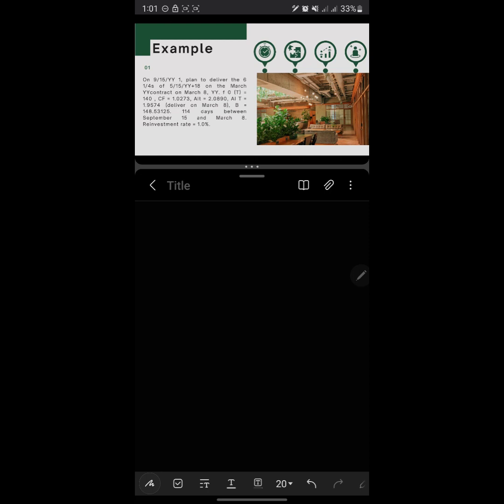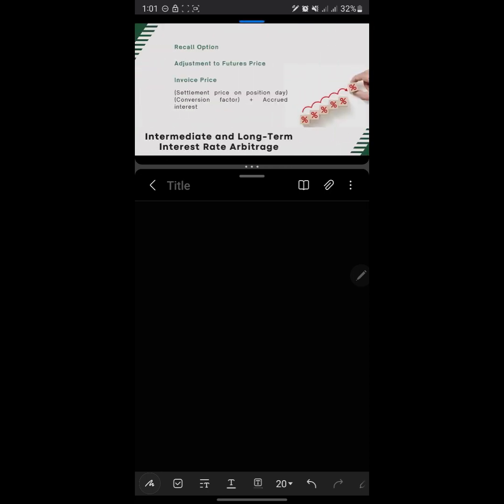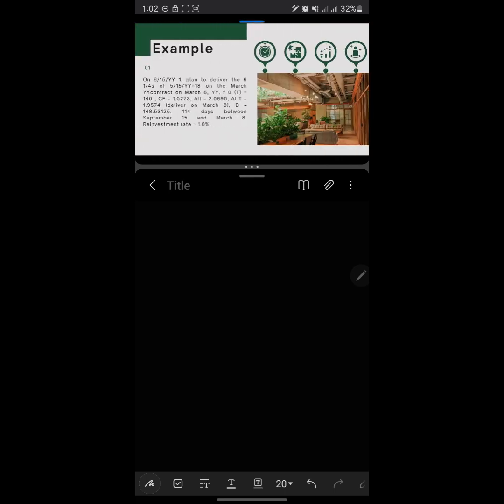First, we need to get the invoice price. Going back to the formula, so settlement price on position day multiplied to conversion factor plus accrued interest. So the settlement price is 140 multiplied to the conversion factor, which is 1.0273, plus the accrued interest 1.9574. This will amount to 145.7794. This will be our invoice price.